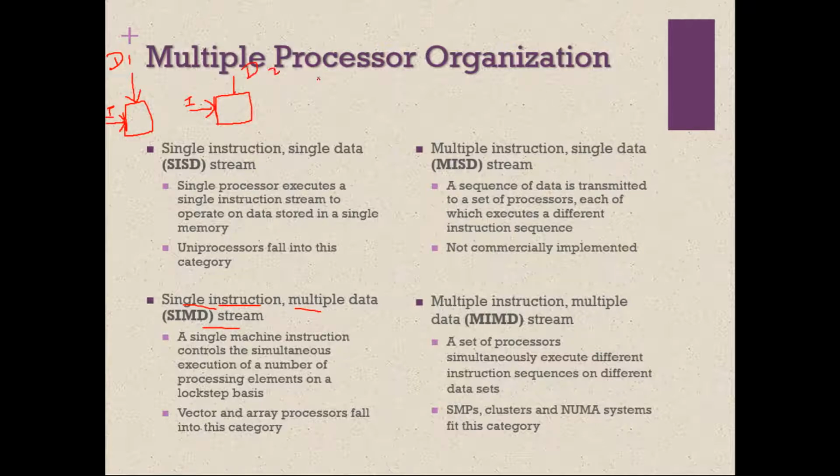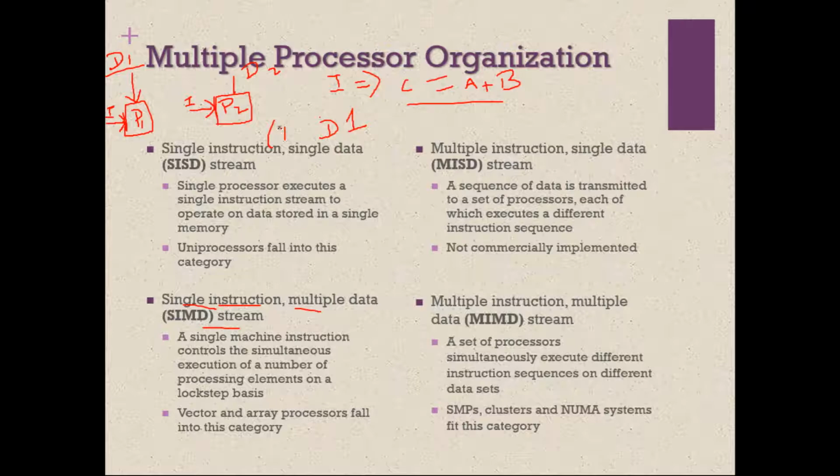Say for example the instruction is C is equal to A plus B, which means add the contents of A and B and store it in C. Now we have two processors. This is processor P1 and this is processor P2 in the same system. For processor P1 you are giving the same instruction C equal to A plus B. For processor P2 also you are giving the same instruction C equal to A plus B. But the data are different. For processor P1, this is the data which you are giving.